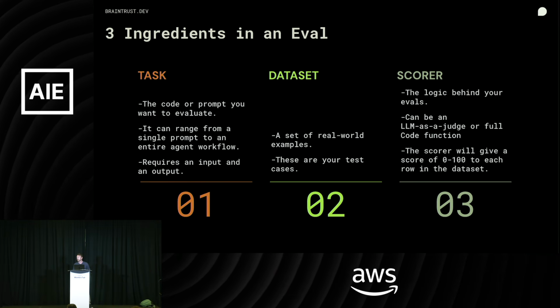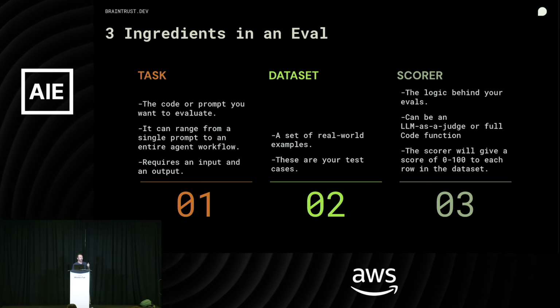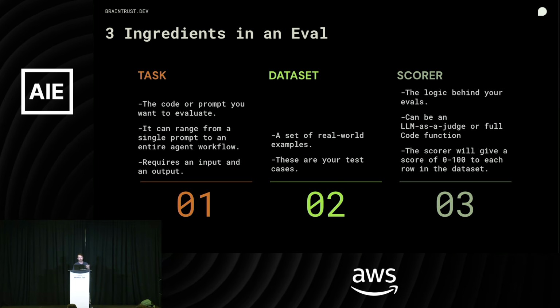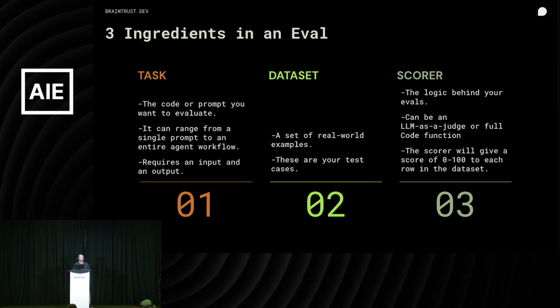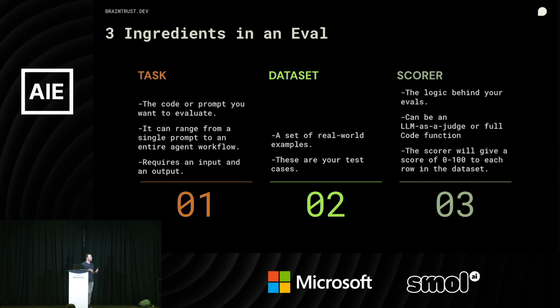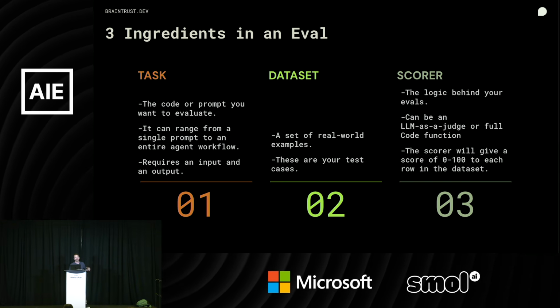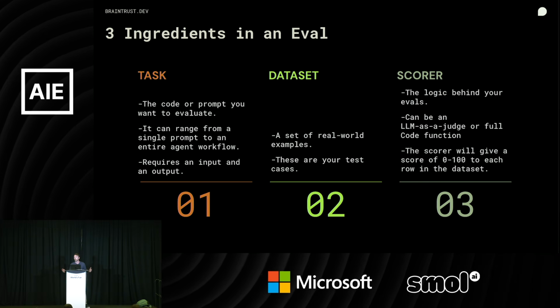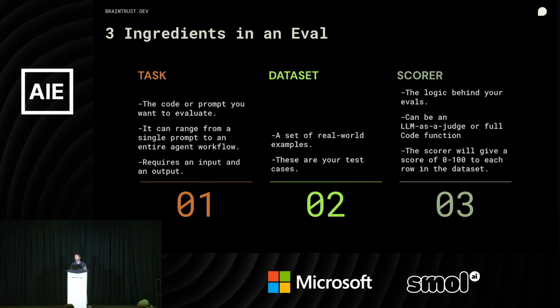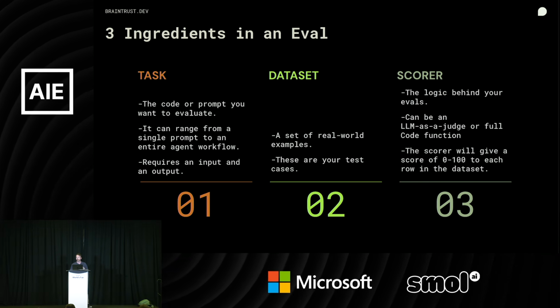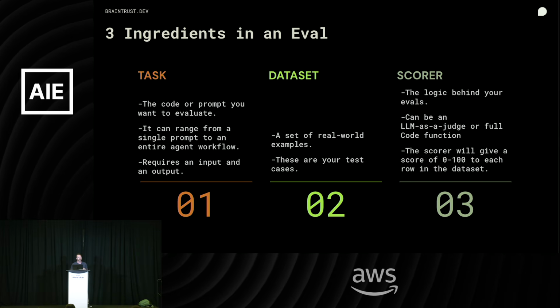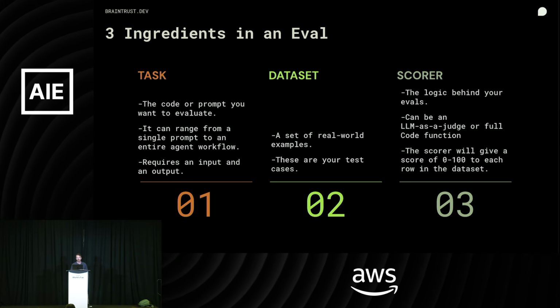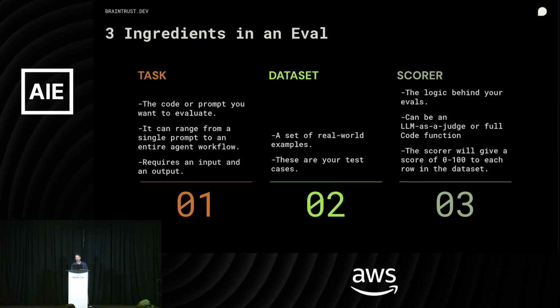So what are the ingredients in an eval, right? I've been talking a little bit about the task. This is the thing, the code or the prompt, that we want to evaluate. The really cool thing about Braintrust is that this can be as simple as a single prompt, or it could be this full agentic workflow where we're calling out to tools. There's no limit on the complexity that we put into this task. The only thing it requires is an input and an output.